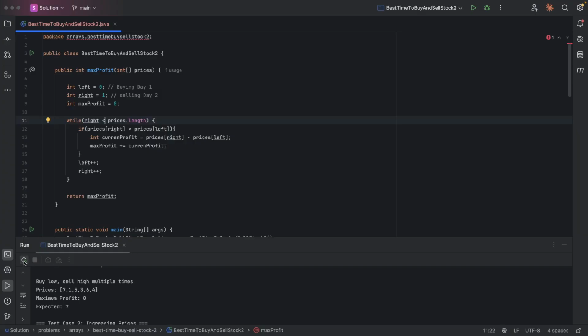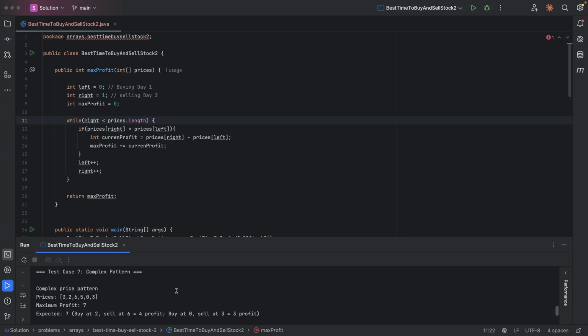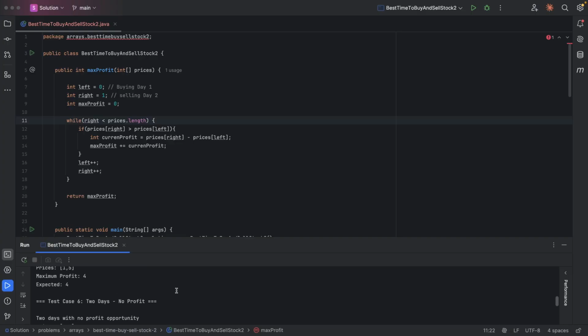Okay, let's run it again. Let's clean this up. And let's run it again. Okay, this is looking good. Buying maximum profit is matching what we are expecting over here. Max profit 7, expected 7. That's good. All right.